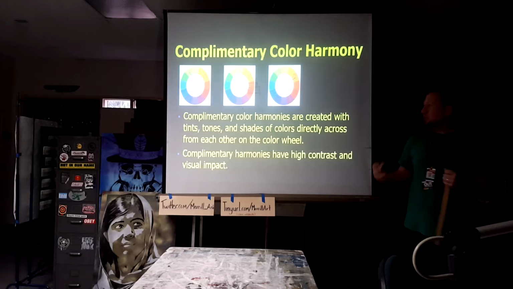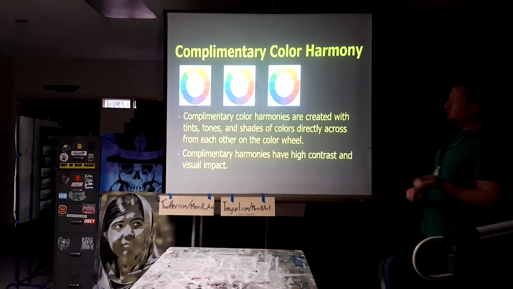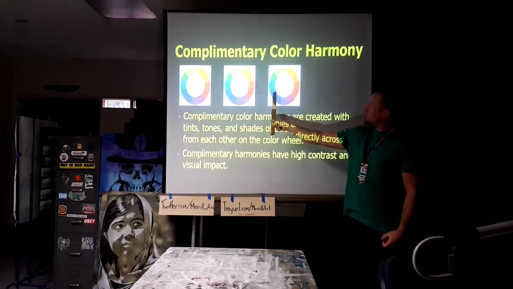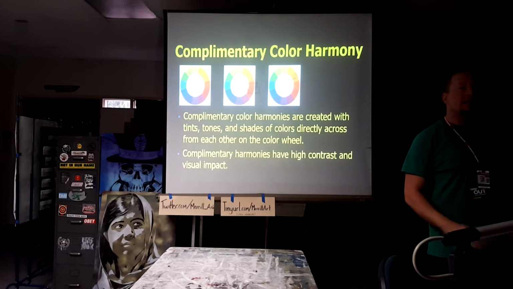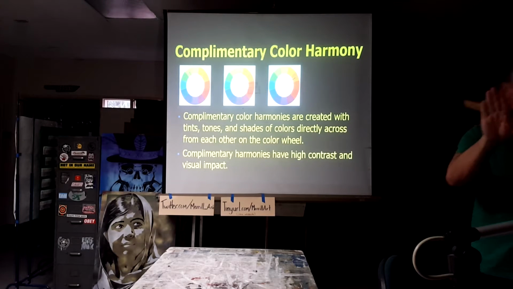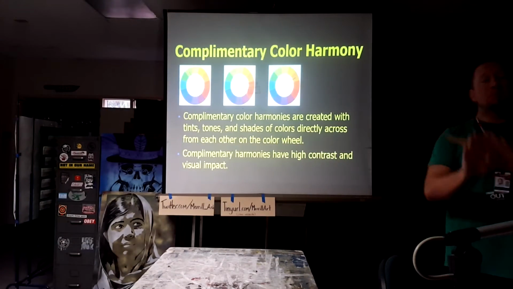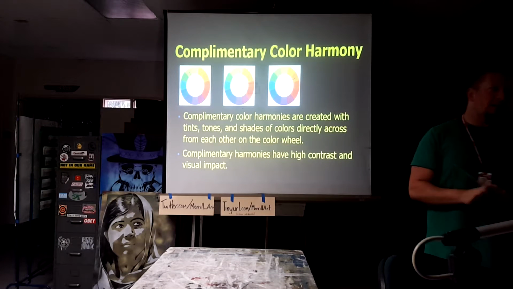Okay? Complementary color harmonies are basically colors that are directly across from each other on the color wheel. So right here we can see orange is straight across from blue. Okay? If we use orange and blue in combination, those two colors are the highest contrast between two colors that we can get. That applies to any complementary color harmony. All right? So, orange and blue is an example.